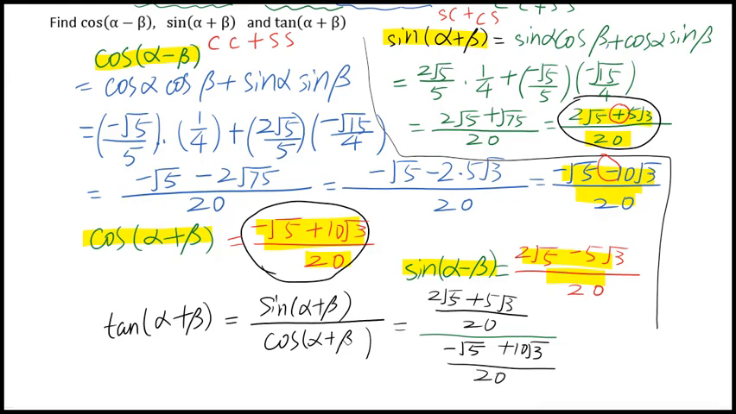For a complex fraction with the same denominator, we reduce. You will get 2 square root of 5 plus 5 square root of 3 over negative square root of 5 plus 10 square root of 3. You can keep simplifying by multiplying by the conjugate of negative square root of 5 plus 10 square root of 3. But for today's lesson, we just keep it as it is.